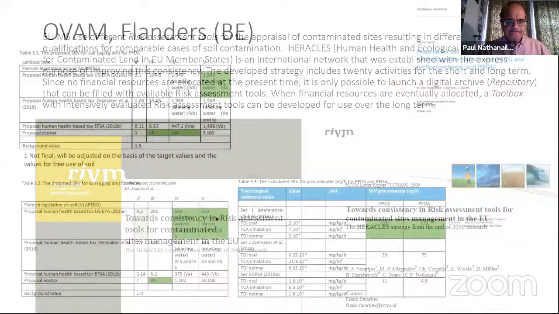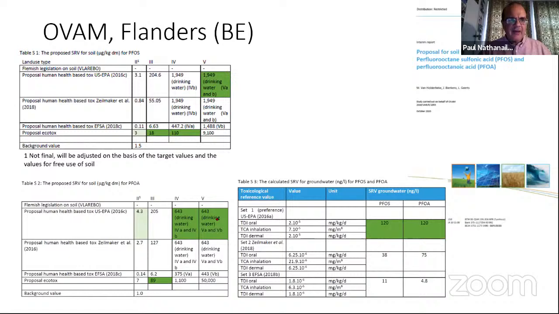Looking at a part of Belgium, the Flemish part, where OVAM has, again, in the last year or so, published guideline values for soil and groundwater, looking at the range of different approaches. So here we're looking at soil for PFOS, and we can see a variety of different toxicological values from the EPA and others, and the recognition of a background value of PFOS. And then the same thing down here for PFOA in soil, and then over here for groundwater for PFOS and PFOA. Now these units are, again, very low. These are nanograms per liter, and we can see values of toxicological interest here of oral exposure of 120 nanograms per liter coming in there. So we're beginning to see a range of values there.